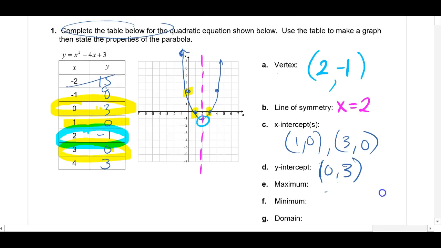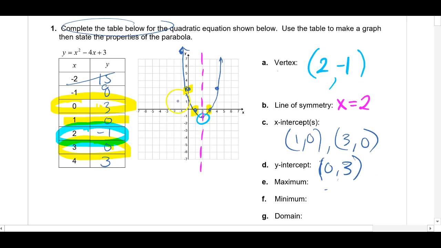Okay, next question. Does it have a maximum? No, because it goes up. There's no top to it. It keeps on going up forever. But there is a bottom. So that means we do have a minimum. And the question is, where is that minimum? Well, the minimum is the same as the y value of the vertex. So -1 and so -1.